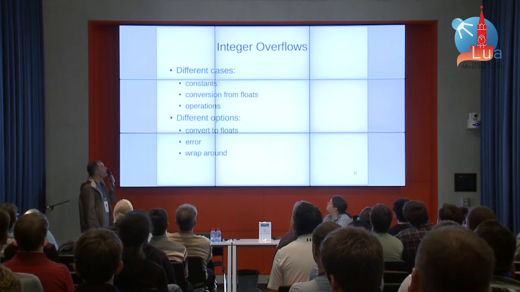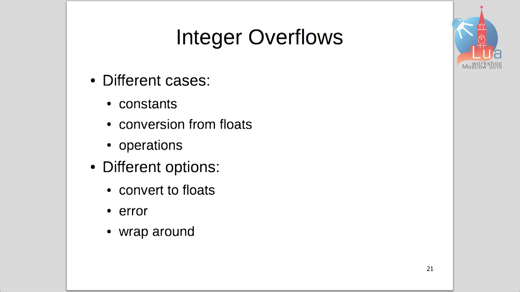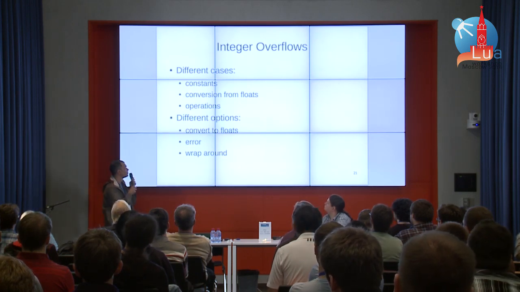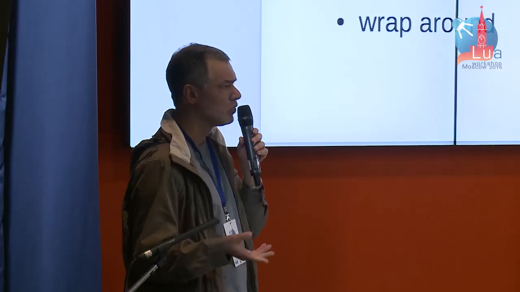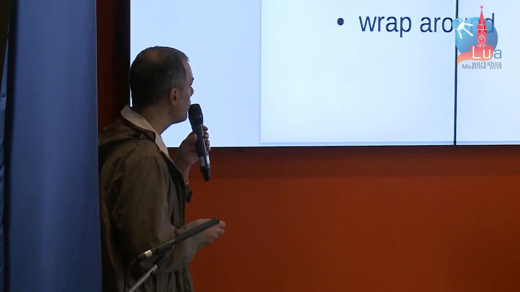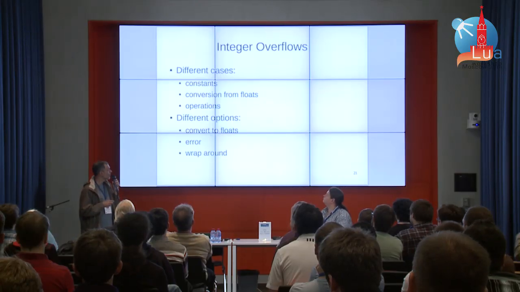So one big problem with integers when you use finite precision is how to handle overflows. There are different parts of the language where overflows can occur: there are constants in your code, there are conversions from floats, and there are the integer operations. And there are different options to handle overflows. We can just convert the integers to floats. This is what LNUM does. We can just raise an error, or we can wrap around, just assume two's complement bit operations and wrap around the operation.